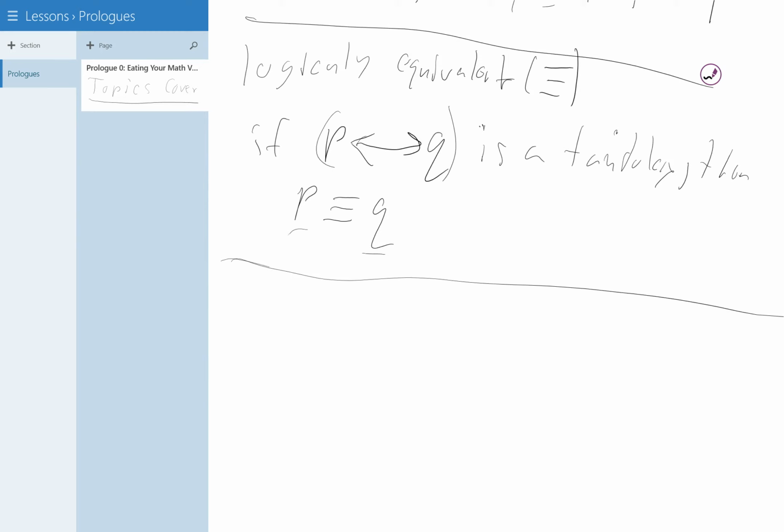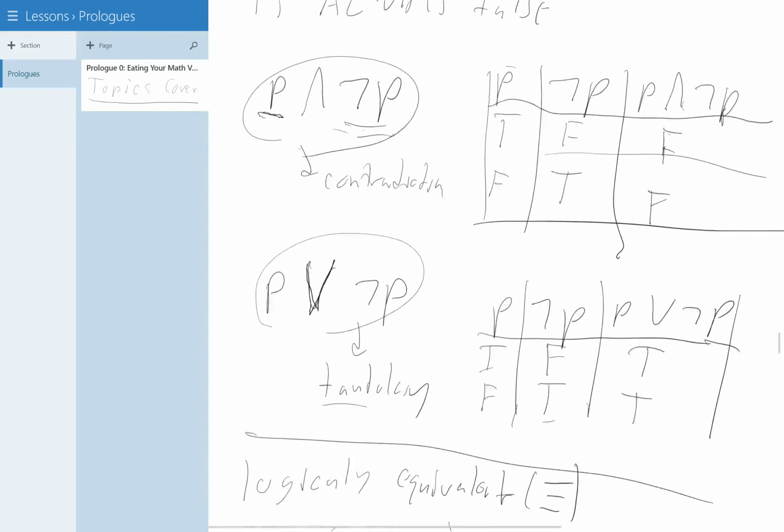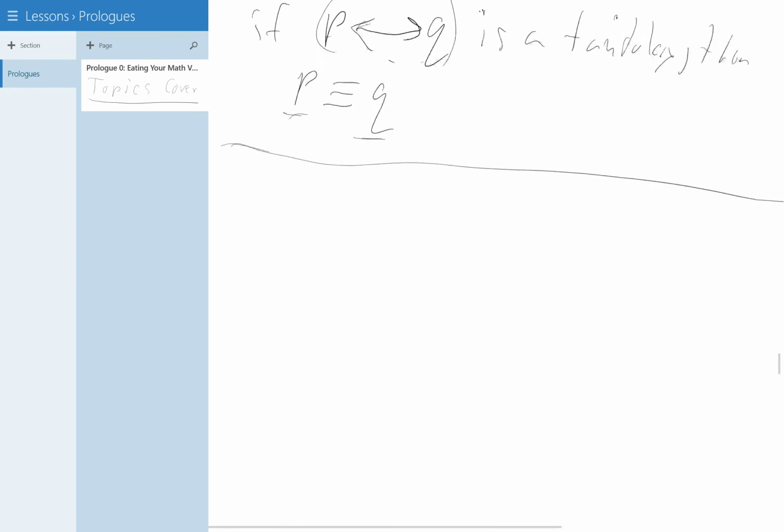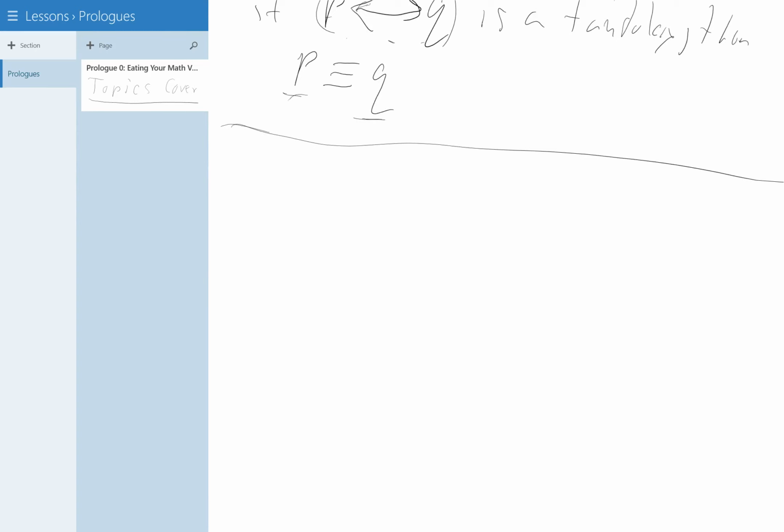So one way to show that two statements are logically equivalent is to show that this biconditional is always true. How do you show it's always true? You show that for all values that P and Q can take on, this will always be true. And we kind of saw that here.